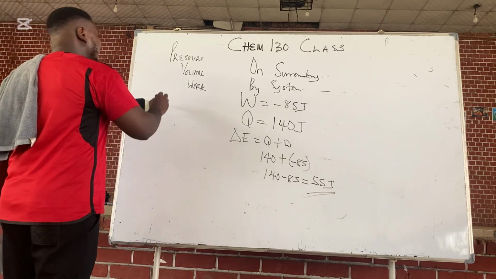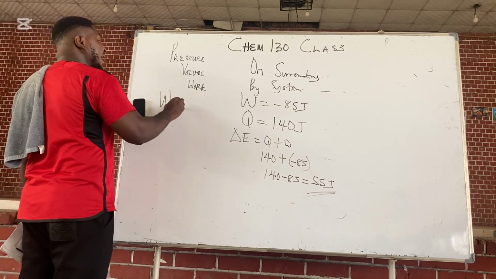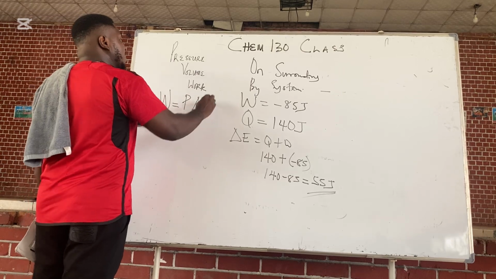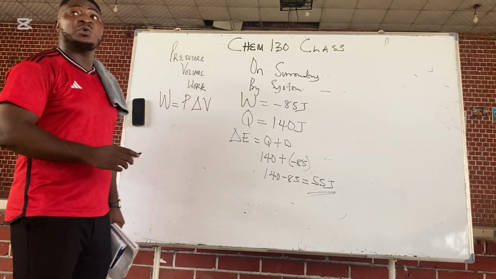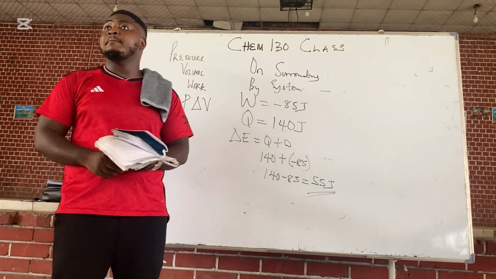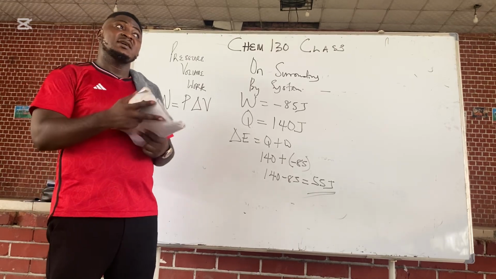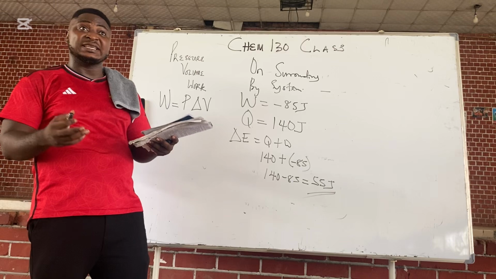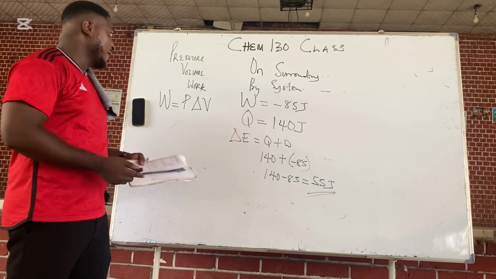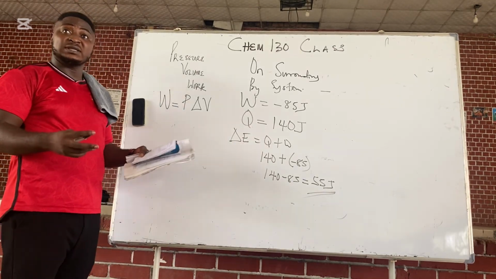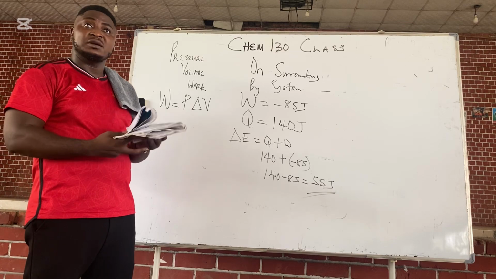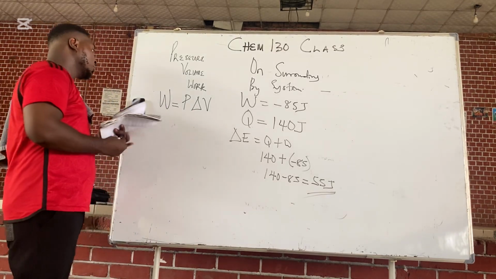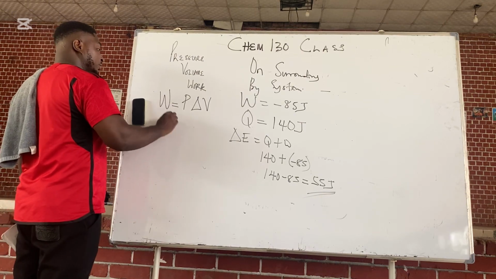Class, when pressure and volume are given, we have to calculate the work done by a gas. W is P times change in volume. Pressure times change in volume will give you the work done by a gas or on a gas. This formula is used for a system of gases, especially: pressure of the gas times change in volume of the gas, where change in volume is final volume minus initial volume.